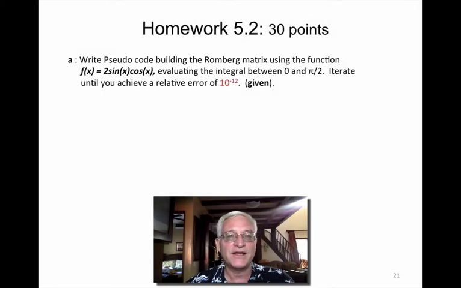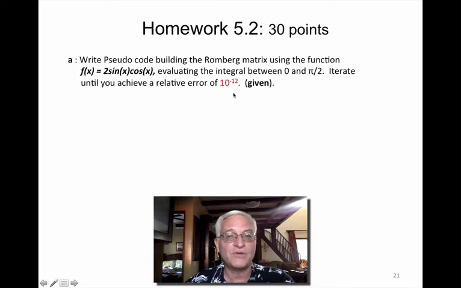This is our third and last homework for Chapter 5. We deliberately ended in section 5.2 because the Romberg integration is really the culmination of our integrators. You can kind of see that by the requirements we're giving it. We want to have an error of 10 to the minus 12th or less.